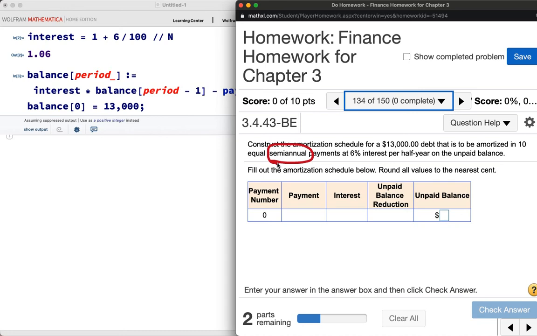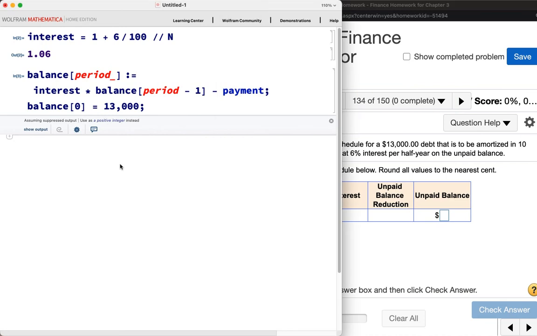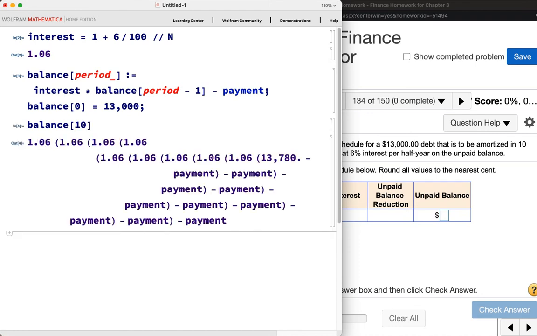So the problem is not worded extremely well. It's slightly ambiguous, okay? But that's not my fault, guys. Blame Pearson for that. Don't blame me. I'm just the messenger. Okay, so here we go. Balance 10. Okay, so that's a little too messy. We should clean that up a little bit. How about Expand?